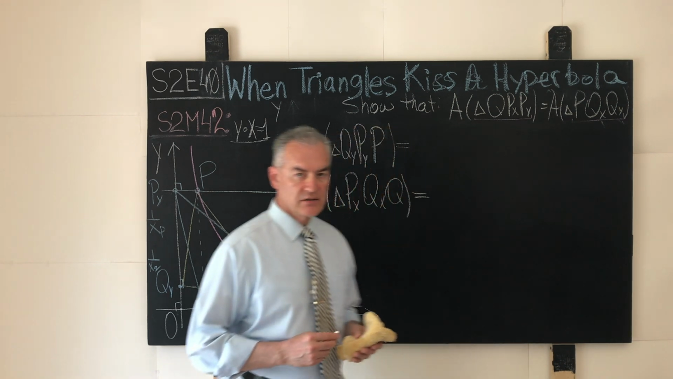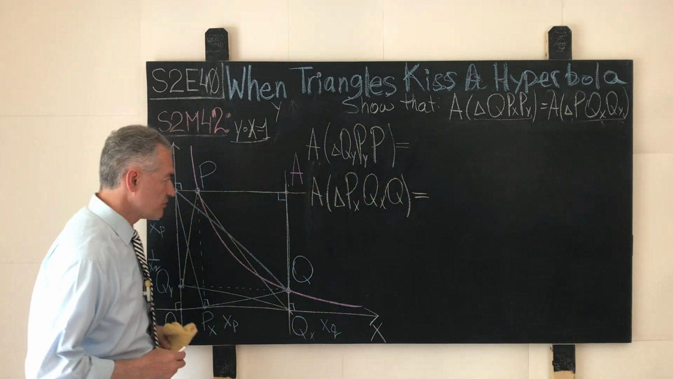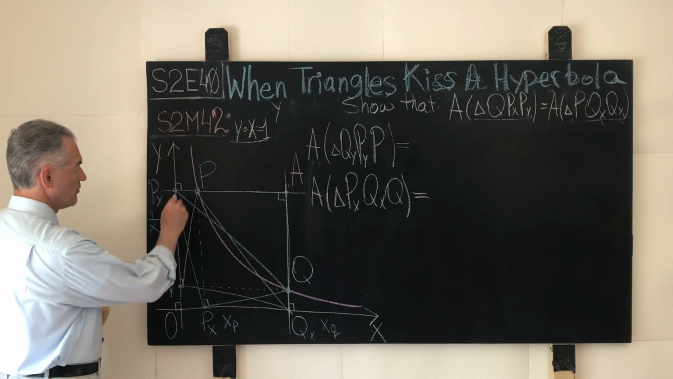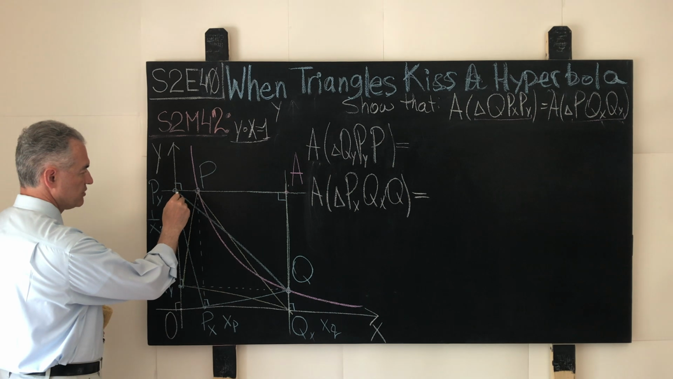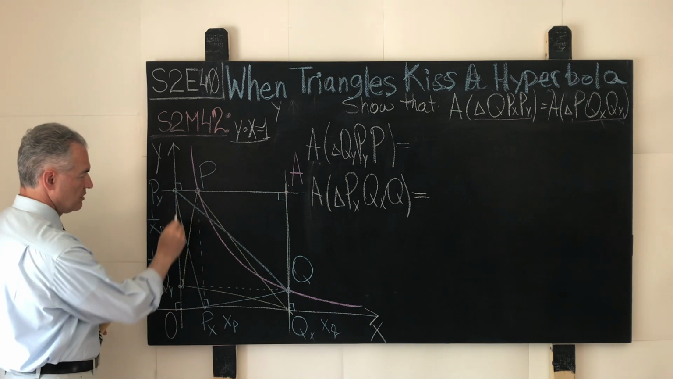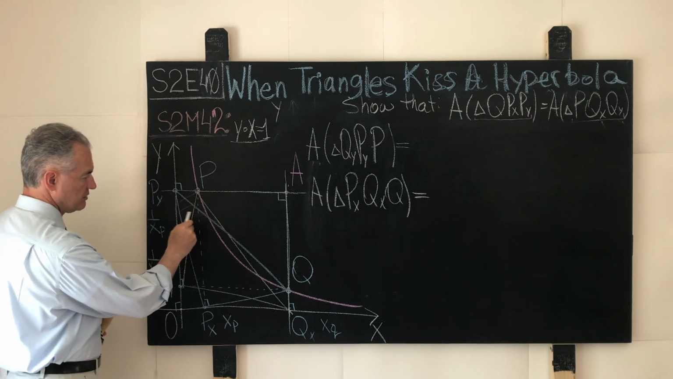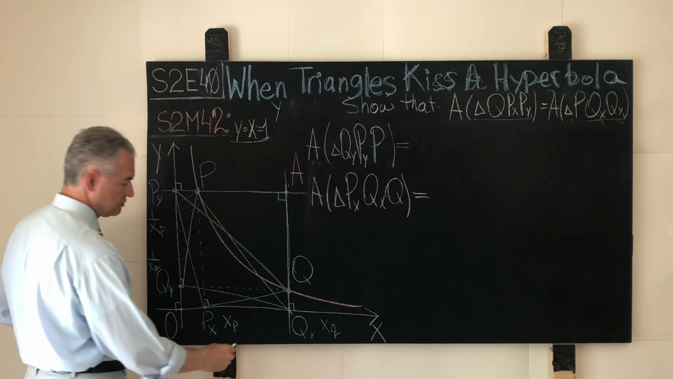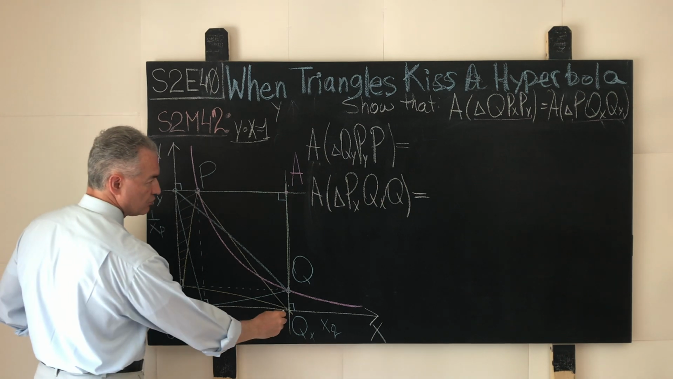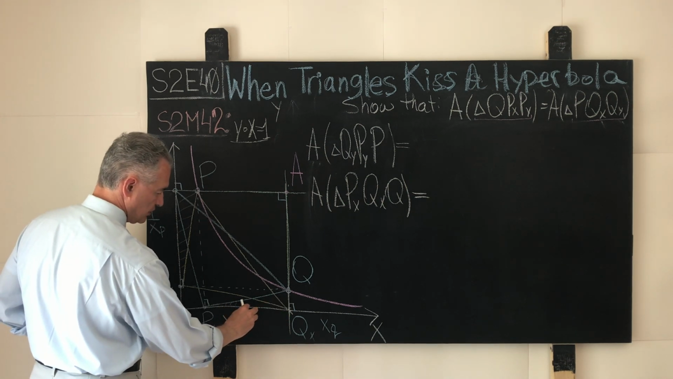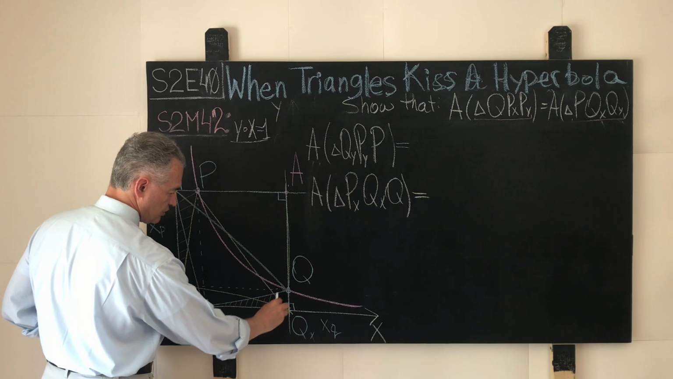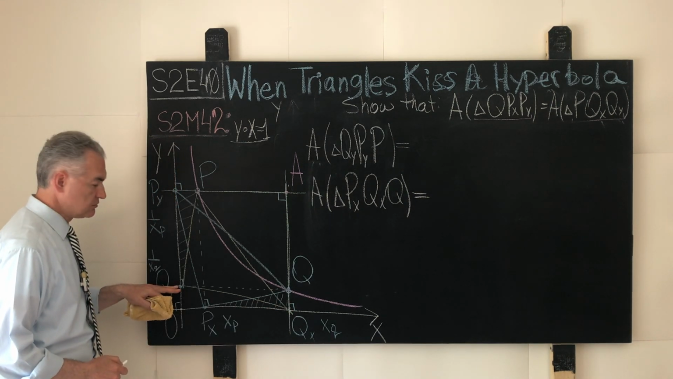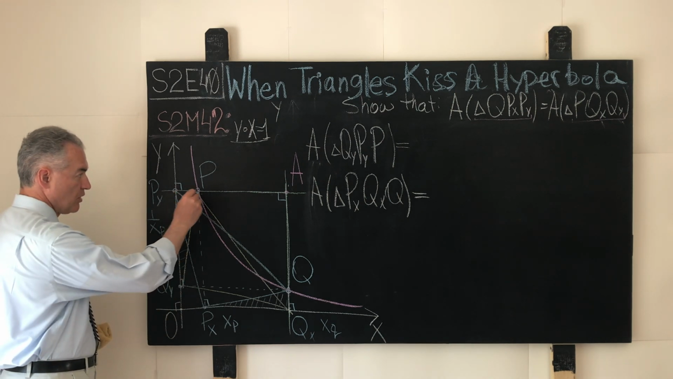In this segment, we will analyze the relationship between the areas of the following triangles. The right complementary triangle QY, PY, and P, this guy, and the area of the triangle PX, QX, and Q, this time the smaller complementary right triangle. What do we have for the area of the triangle QY, PY, P?